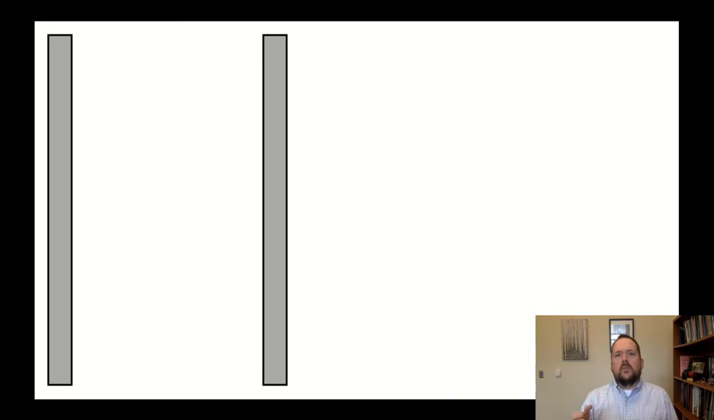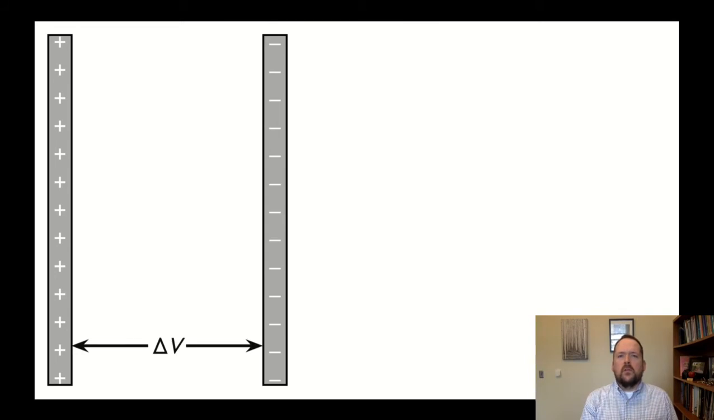So let's start this with something that we actually saw at the end of the electrostatics unit. That is this system of a parallel plate capacitor. Two conducting materials that are separated by some distance, and typically we talk about the capacitor in the context of being charged. So if I charge this capacitor and make one plate positive and the other plate negative, there exists an electric potential difference between them. We could call that delta V.